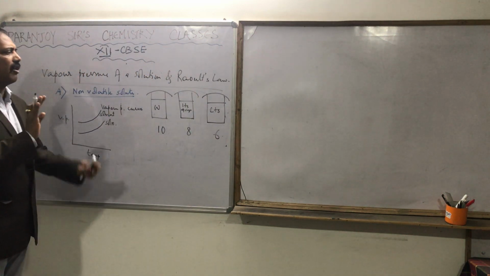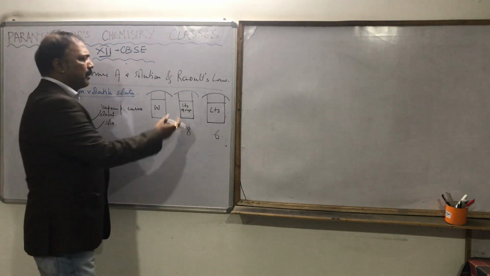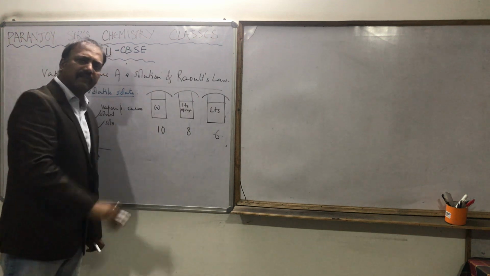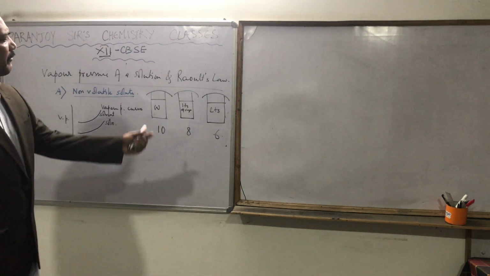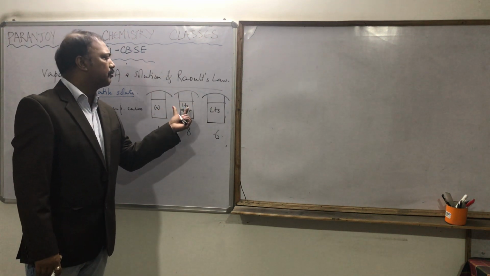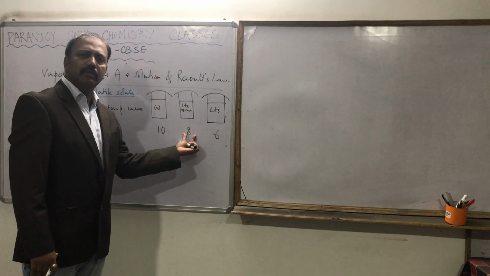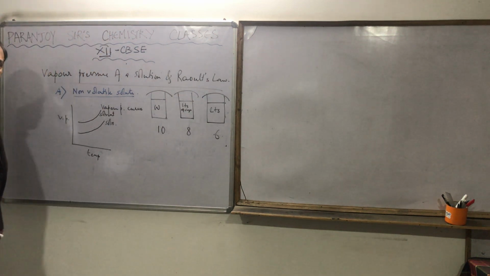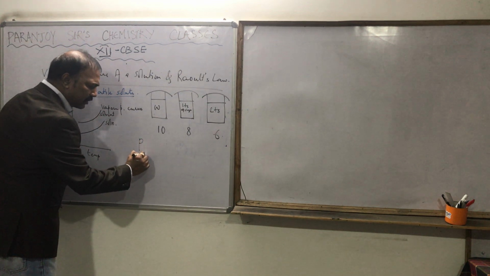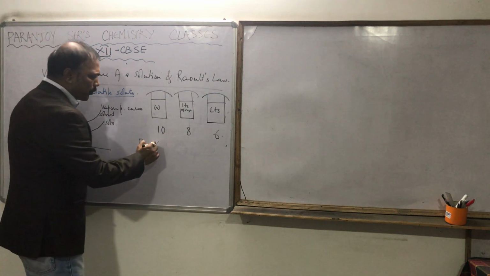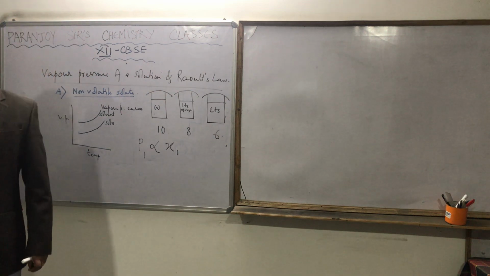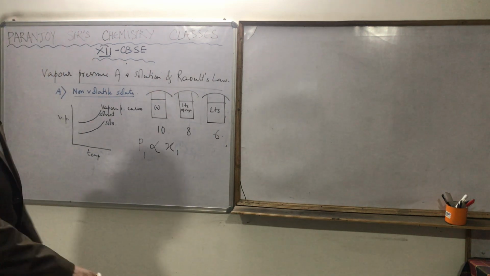So the vapor pressure of the solution depends on what? The vapor pressure of the solution depends on the fraction of the solute as well as the fraction of the solvent. If the fraction of the solvent is more, solvent means water, fraction of the water is more, the vapor pressure is more. And that is what Raoult said. Raoult said that the vapor pressure of the solution, that is P1, is directly proportional to the mole fraction of the solvent. More the fraction of the solvent, more is the vapor pressure.